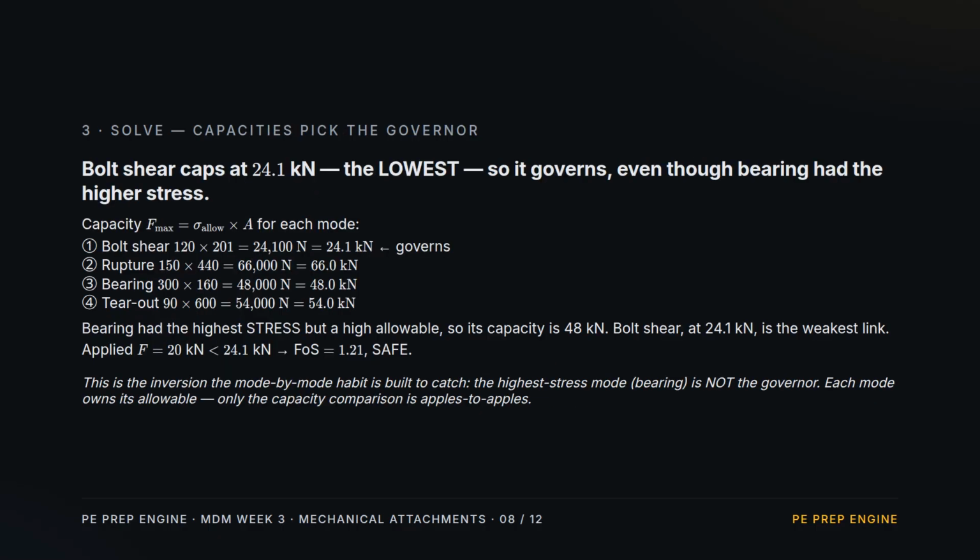Solve. Part 2. Capacities pick the governor. Multiply each mode's allowable by its area. Bolt shear caps at about 24, rupture at 66, bearing at 48, tear-out at 54. Bearing carried the highest stress, but its allowable is high, so its capacity is comfortable. Bolt shear is the weakest link at 24. It governs, even though its stress was lower than bearing's. The applied load sits below that, so the joint is safe with a factor near 1.2. That inversion is exactly why you compare capacities, not stresses.